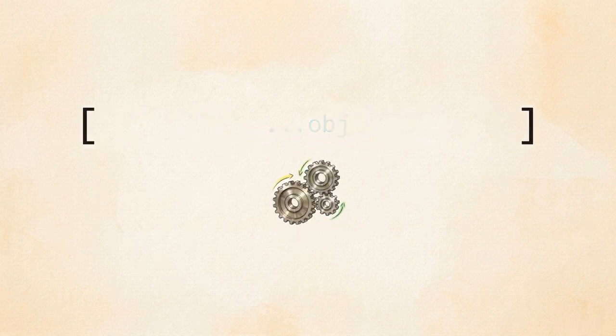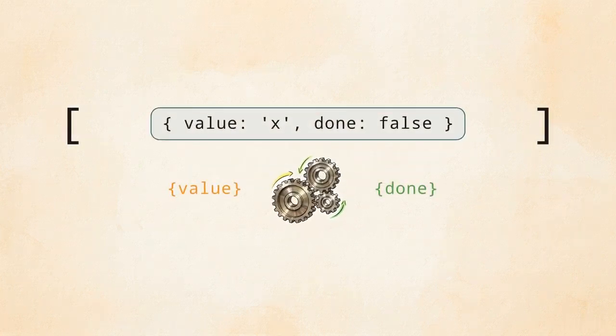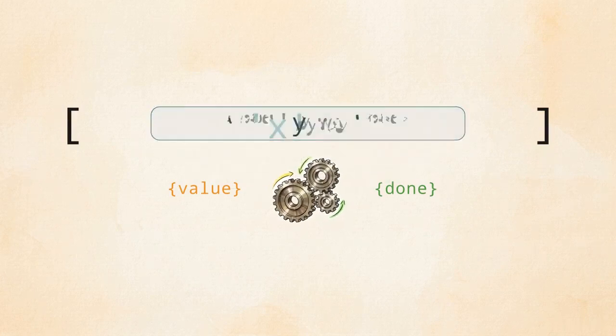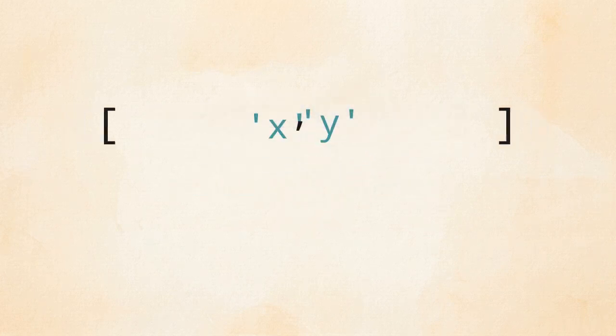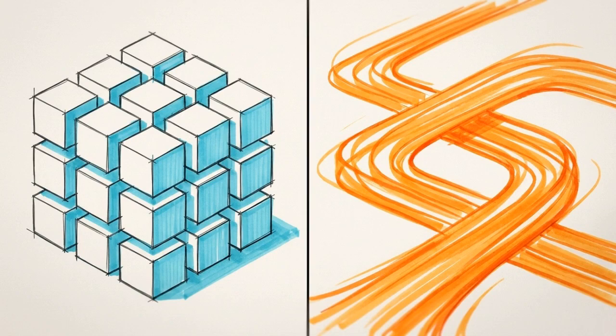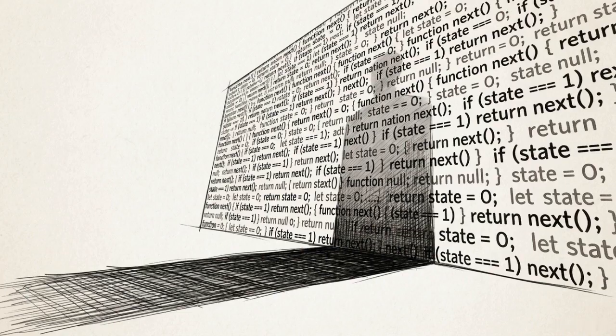This state machine is the foundation for native syntax. Operators like the spread operator rely entirely on these value-done payloads to function. Essentially, your iterables define what the data is, but your iterators define how the engine traverses it. Manually writing next methods and tracking internal state is verbose. We need a more efficient abstraction.